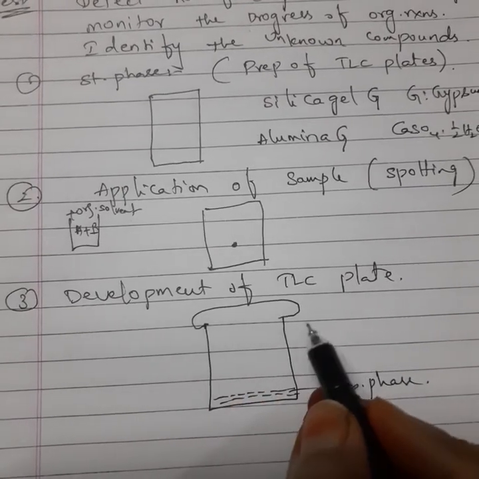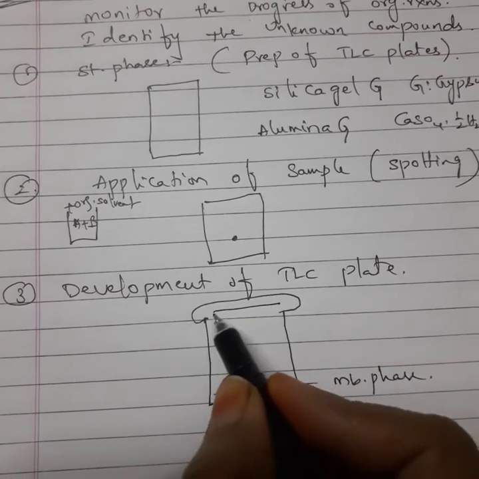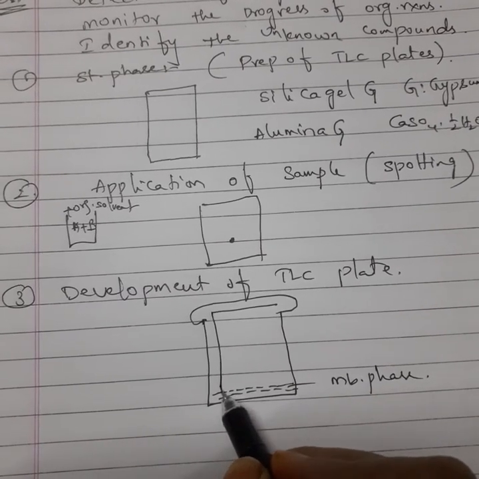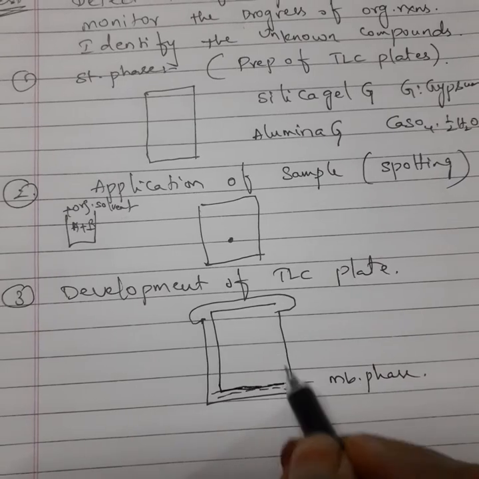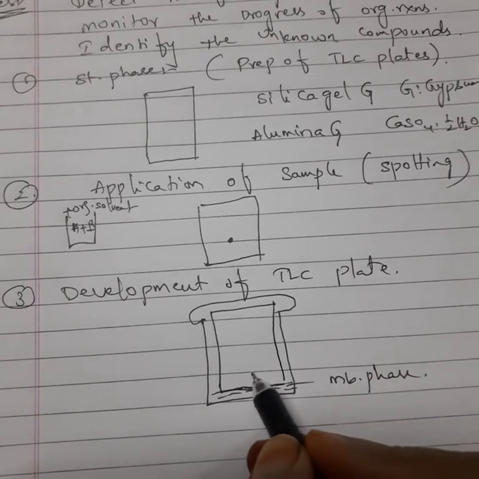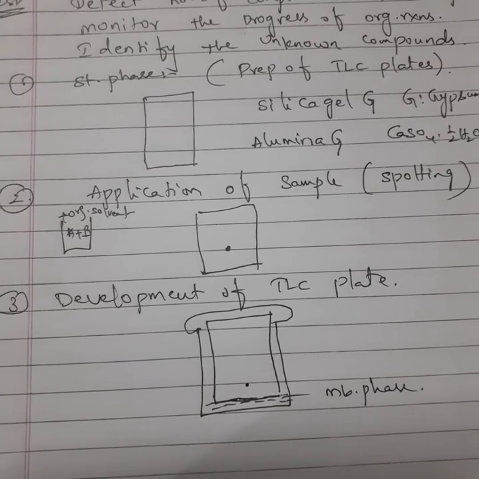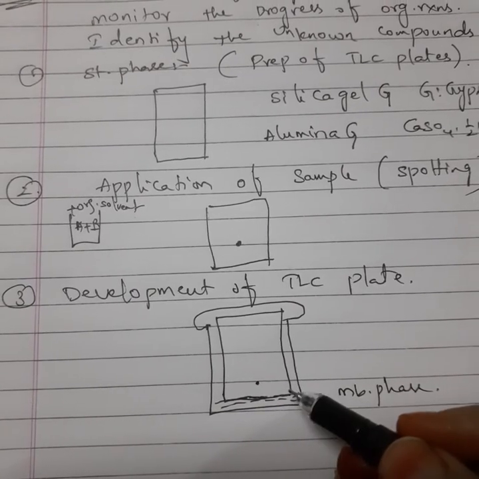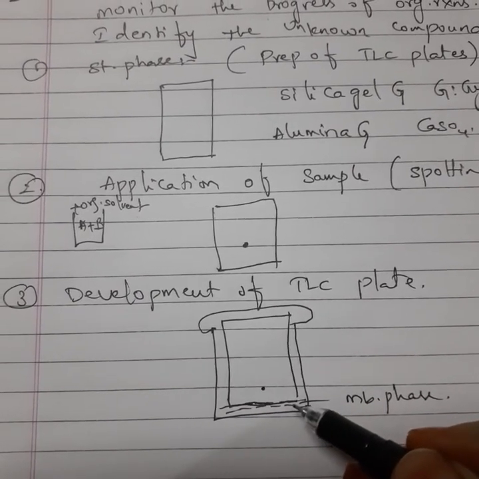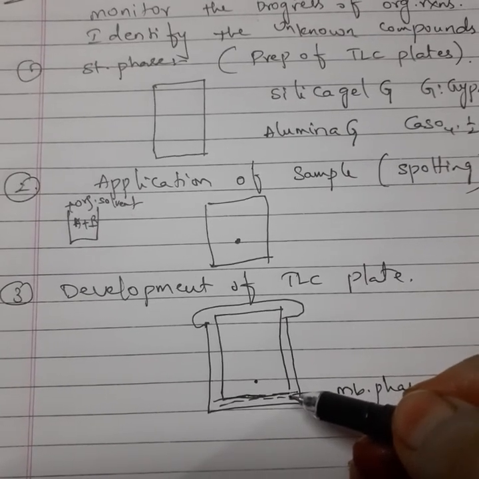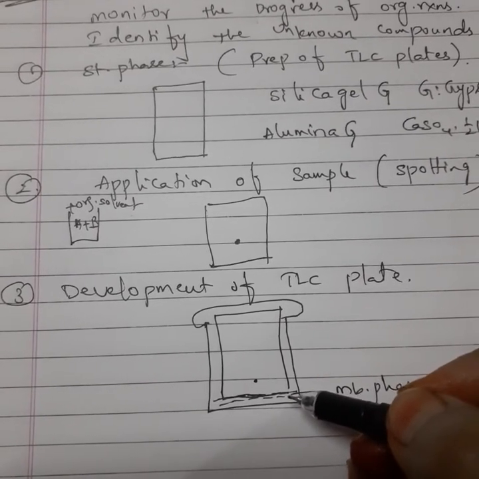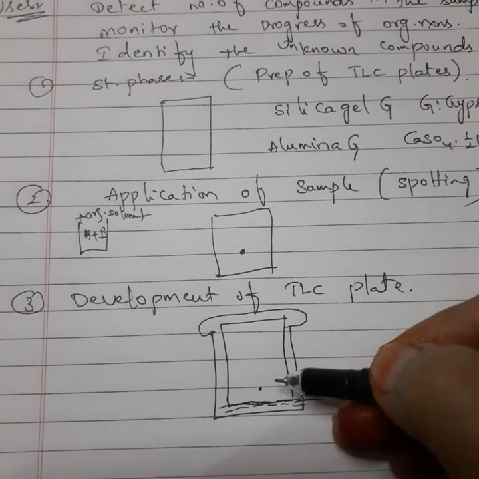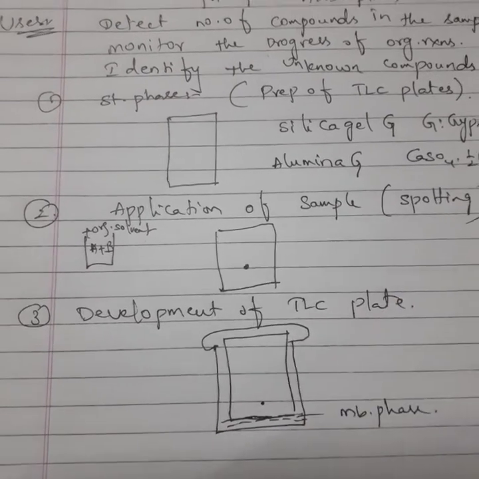And open this lid and place this TLC plate. Just place this TLC plate here. After some time, what will happen, because this is a plate which is coated with this silica gel G, while touching this mobile phase, due to capillary action, this mobile phase will percolate into this silica gel G and it slowly comes upward, slowly comes up, right?